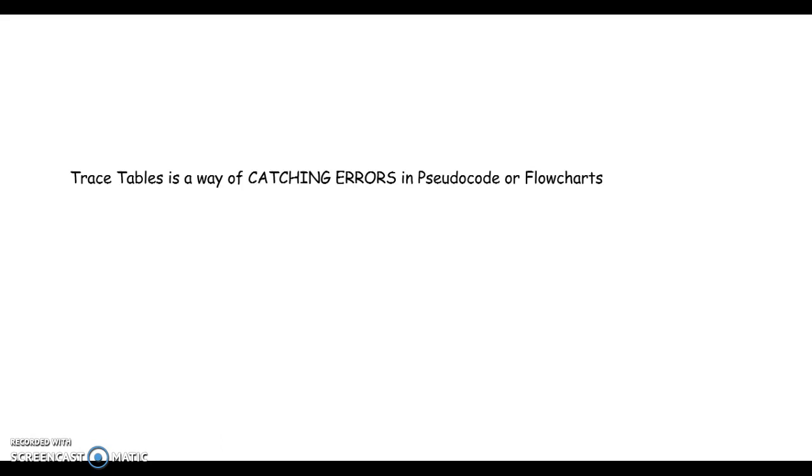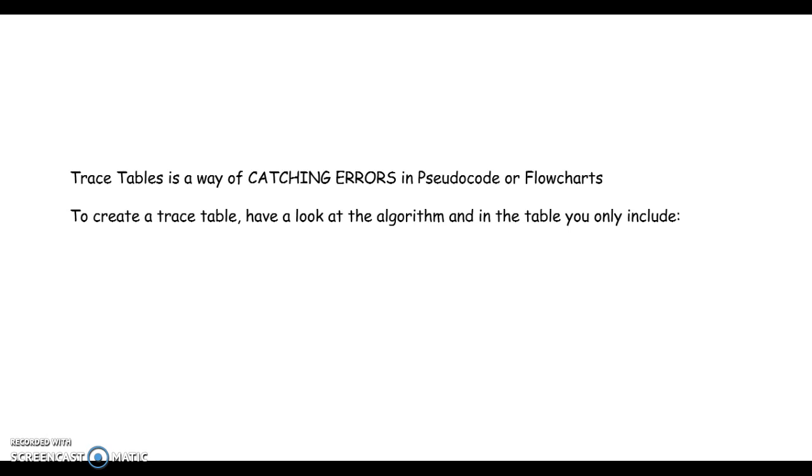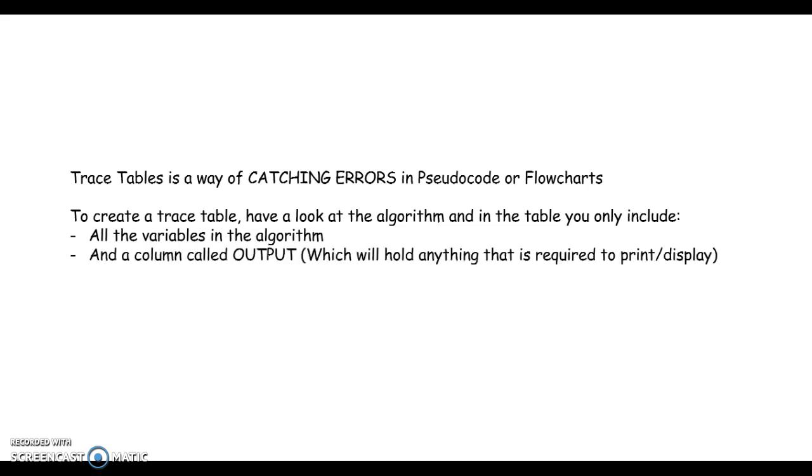Trace tables are a way of catching errors in your algorithm, so anything in pseudocode or flowcharts, it's to catch any errors out. To create a trace table, you need to have a look at the algorithm, and in the table, you only have to include in the columns the variables in the algorithm and also a column called output, and this will hold anything that is required to print or display in your algorithm. So anything sent to display or anything print, that will be the output.